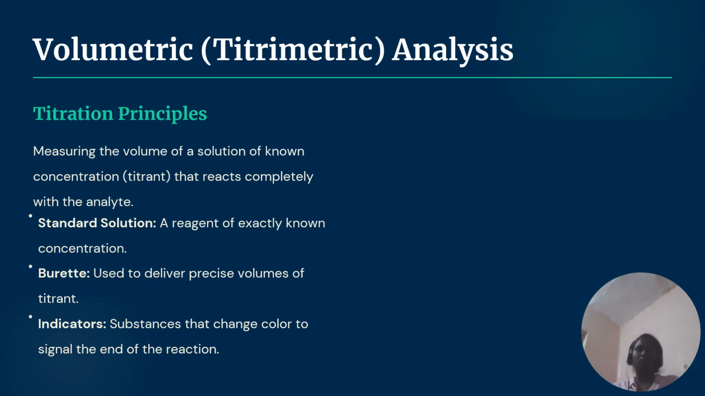Coming to the next analysis, that is titrimetric analysis, where titration principles play an important role. When we do titration, we get to know the volume of the unknown solution, so volumetric analysis plays an important role in quantitative analysis. We use a standard solution, a reagent of exactly known concentration, a burette, and indicators. Once titration happens and there is a change in color, we know the exact volume. So this is one example of quantitative analysis, which is through volume.